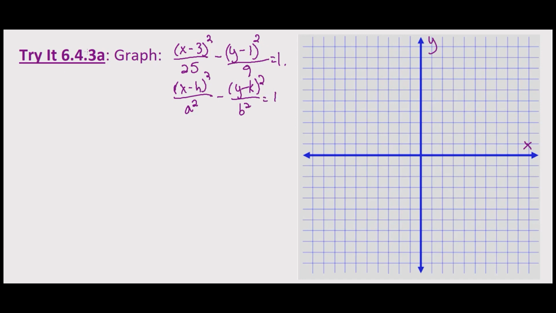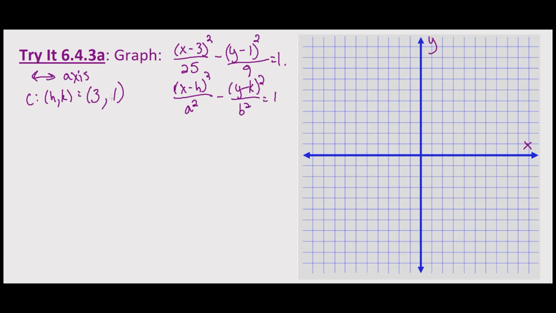The center is (h, k). So we're asked to graph (x minus 3) squared over 25 minus (y minus 1) squared over 9 equals 1. First off, notice that because the x squared term comes first, it's the positive term, so that means it opens left to right. Its axis is horizontal. We know our center is at (h, k), which in this case is (3, 1). h is 3 because it's x minus h, and y minus k, k is 1. So the center is at (3, 1).